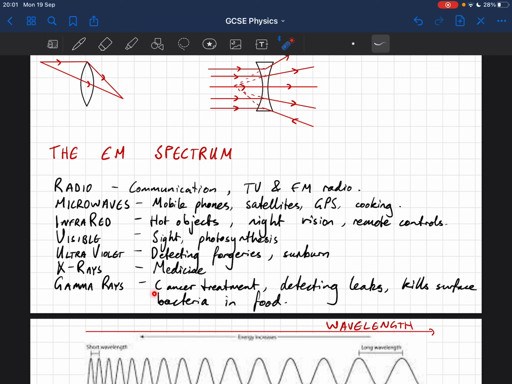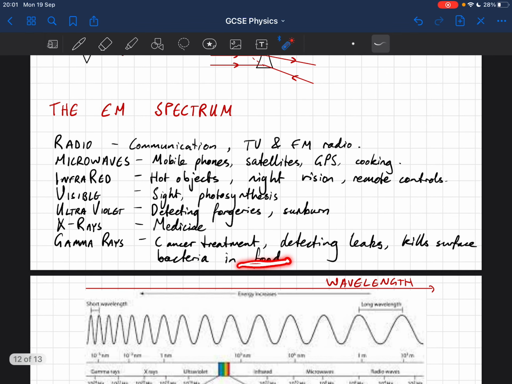but you're far more likely to use gamma rays, although you can use X-rays. Gamma rays are really, really high frequency, high energy. They're used for cancer treatment, as I just said. You can also use them for detecting leaks in pipes, and you can also use them to kill surface bacteria in food. These two are basically the same, using it to kill the surface bacteria and using it to treat cancer. It's just killing cells. This is used just to prolong shelf life and stuff.